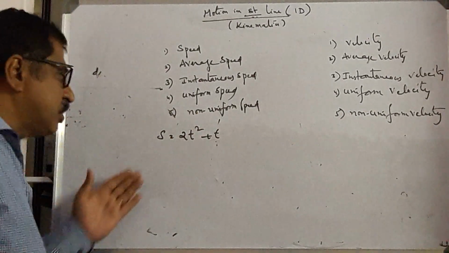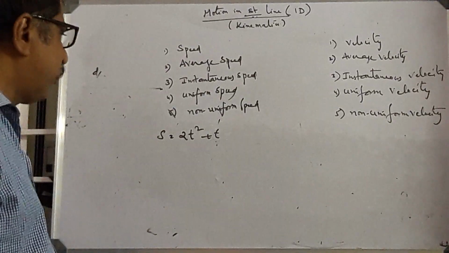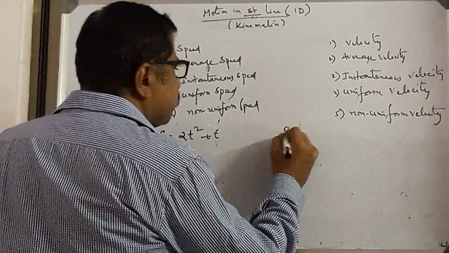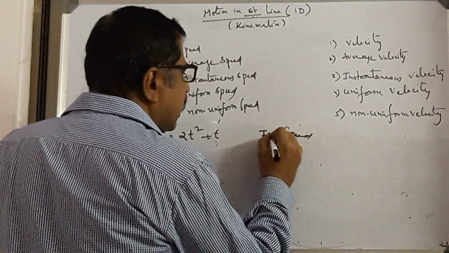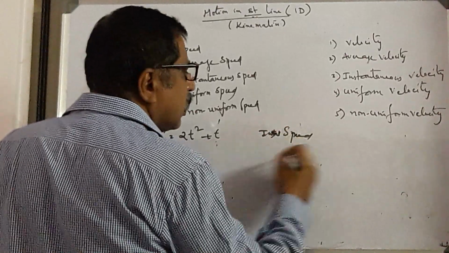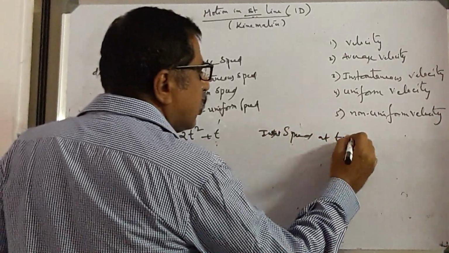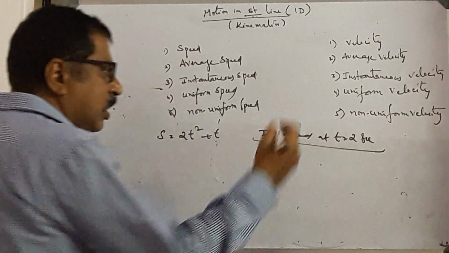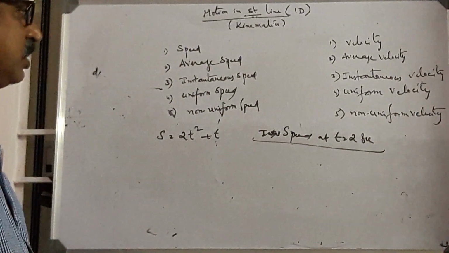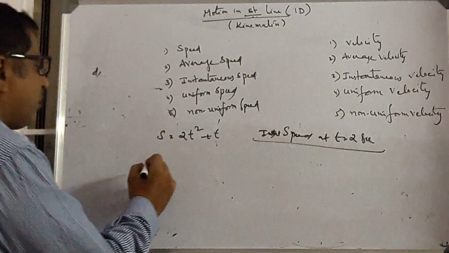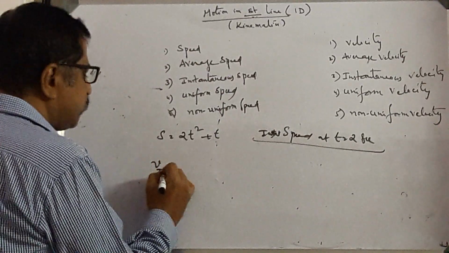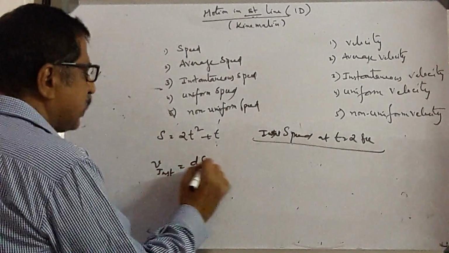Here this equation gives the distance traveled by a body. Find out the instantaneous speed at t is equal to 2 seconds. We want to find out the instantaneous speed at t is equal to 2 seconds. Now we have a formula: instantaneous speed is equal to ds by dt.